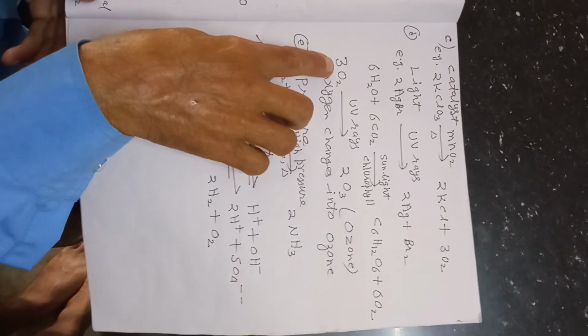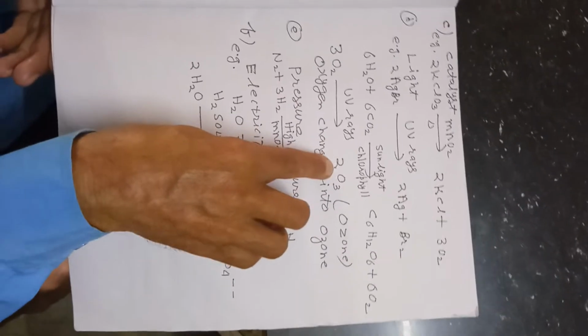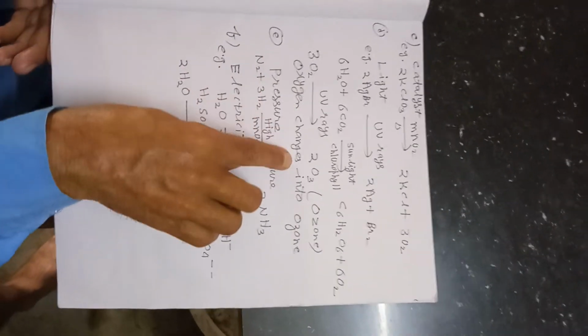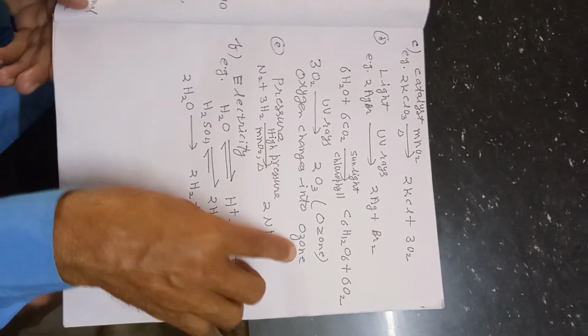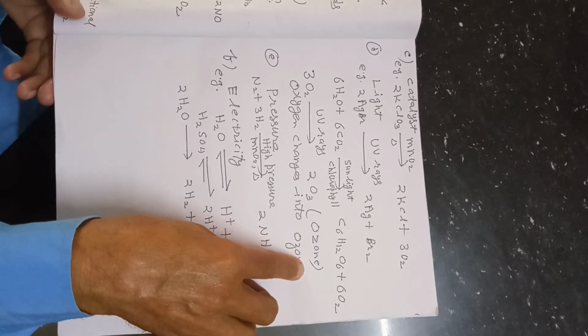Another example: 3O2 in the presence of ultraviolet rays gives 2O3. That means oxygen changes into ozone. This is a very important chemical reaction and ozone is very important.